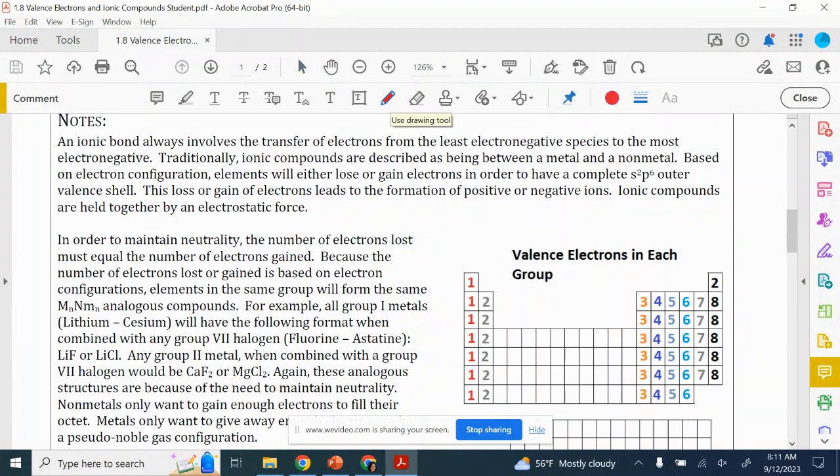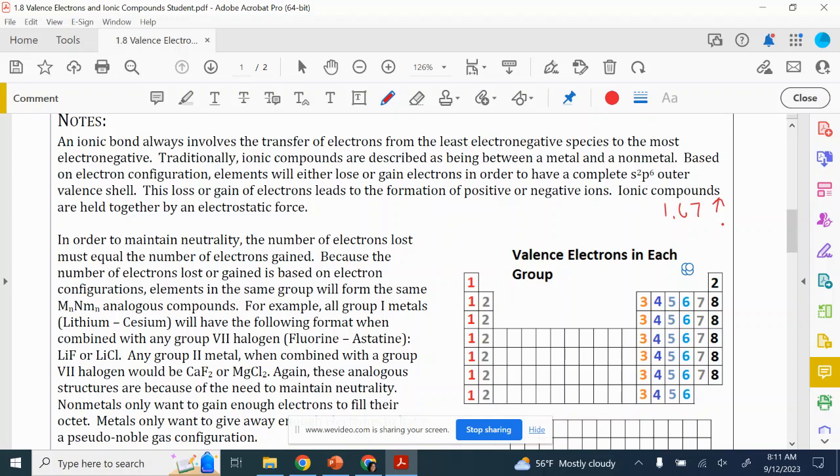Things on this side of the periodic table tend to want to give up electrons, okay? So therefore they have low electronegativities. Things on this side of the periodic table, with the exception of the noble gases, tend to gain electrons. They have very high electronegativities. When we have an electronegativity difference of 1.67 or higher, they consider that to be an ionic compound.